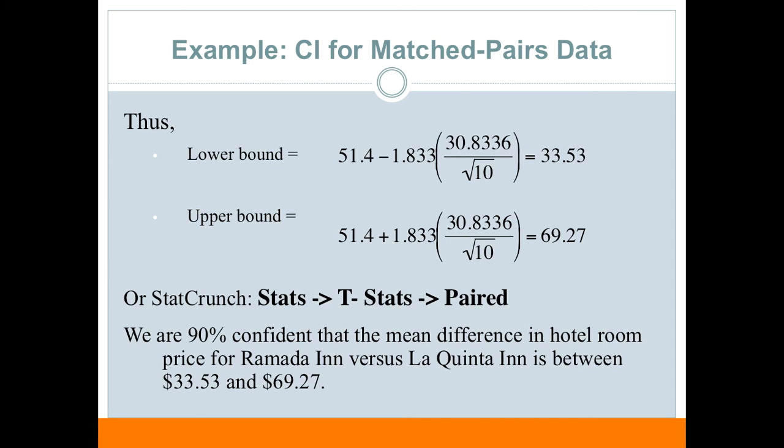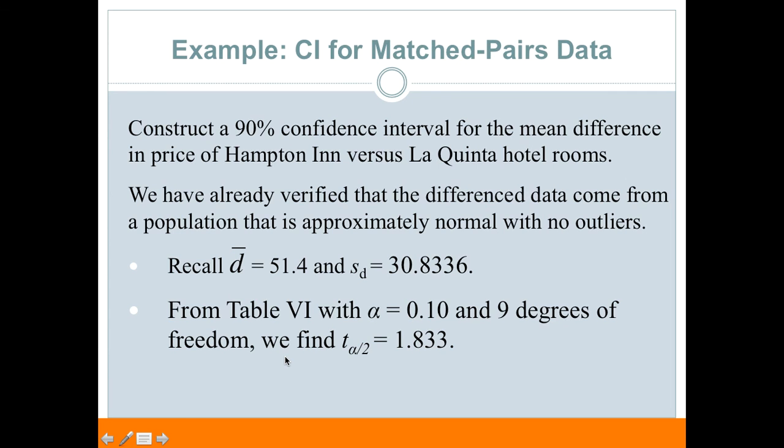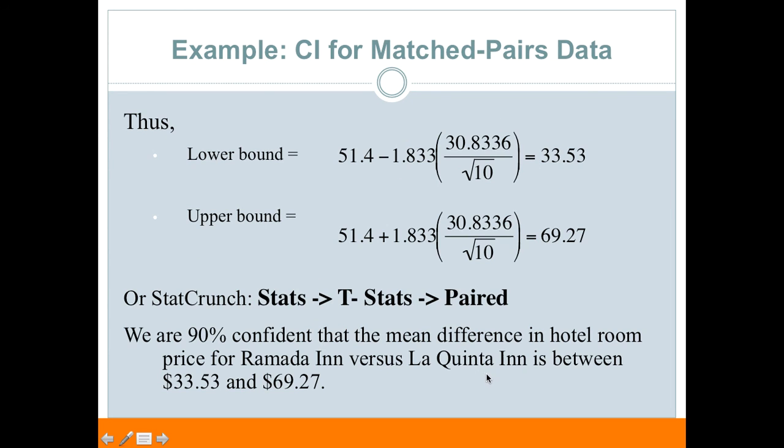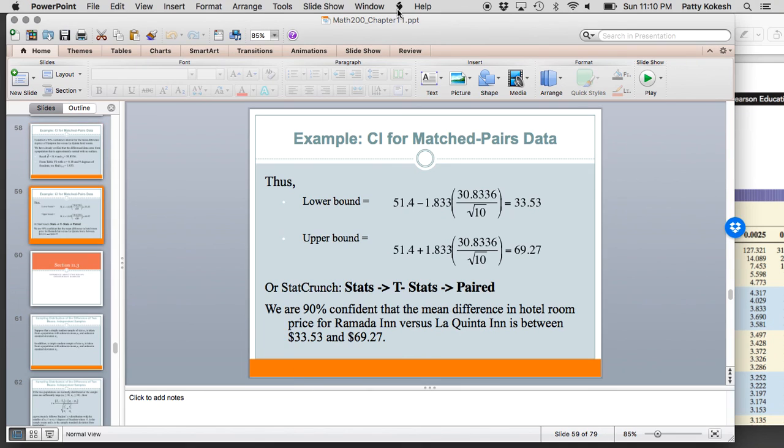$69.27. So we can say that we are 90% confident that the mean difference in hotel room price, I don't think it was Ramada, it was Hampton Inn, sorry, Hampton Inn versus La Quinta Inn, is somewhere between $33.53 and $69.27. So you'll notice that this interval does not contain a value of 0. So we can make the same conclusion where we decide that there is a difference in the prices between those two hotel rooms.